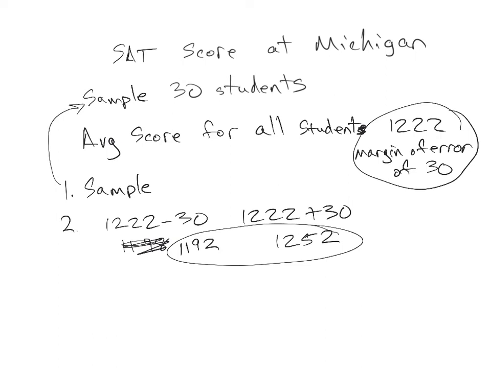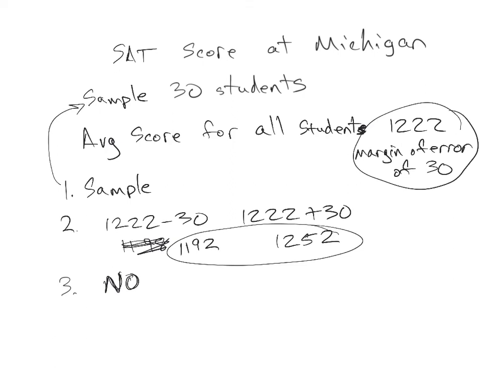Do we know every student at the University of Michigan's SAT score is going to be between those? And the answer would be no. We don't know that every student is going to fall between that. The 1,222 was an average, which means you could have somebody that gets a 200. So no, we don't know that every student's going to fall between those values. This is what I meant by understanding what it is you're finding.